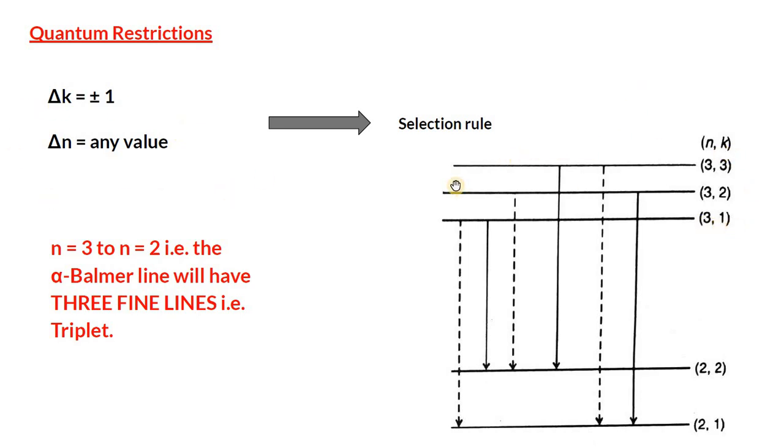So from different lines, alpha, beta, gamma lines we will get. So delta n may be any value, but delta k should be plus or minus 1. This is one important quantum restriction that we call selection rule to explain this fact. So that is why we are getting 3 lines for the Balmer series. So the alpha Balmer line, that is n equals 3 to n equals 2, will have 3 different lines, 3 fine lines or a triplet. I hope this is totally clear.